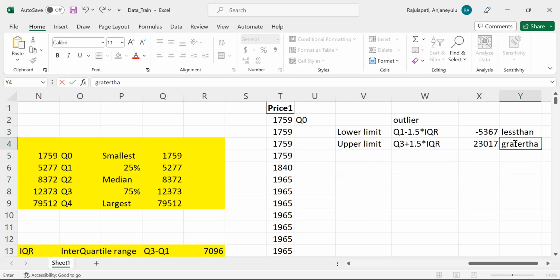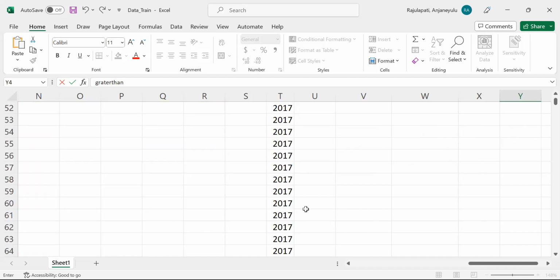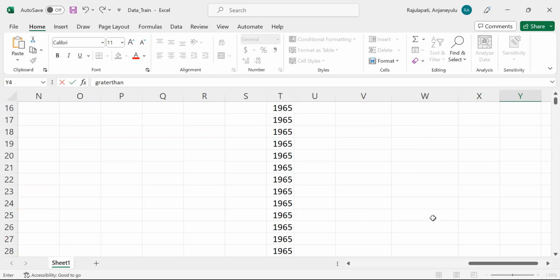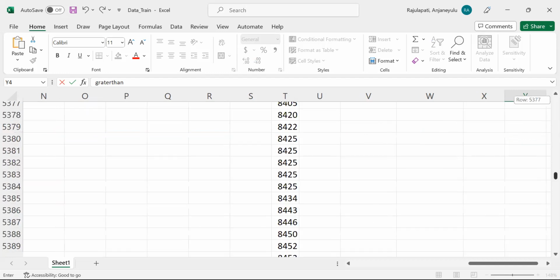Greater than, okay, in your data set, whatever data is greater than 23,017, that data we are calling outliers. Where we have this range of data, 23,017. Go and see that here.